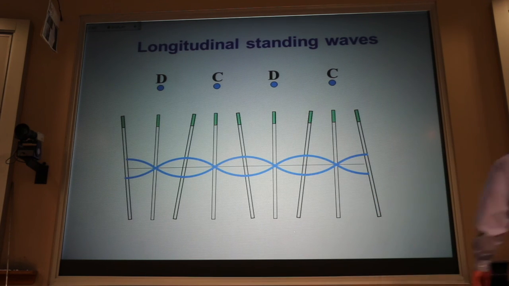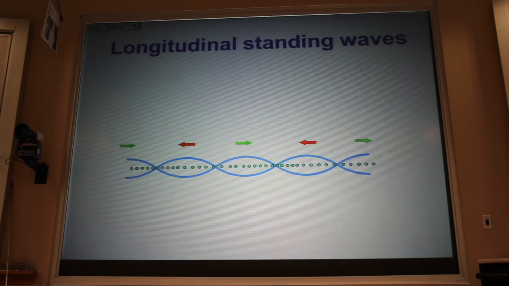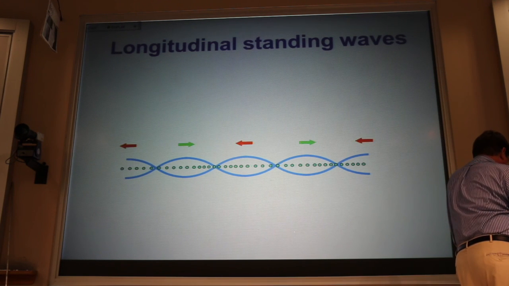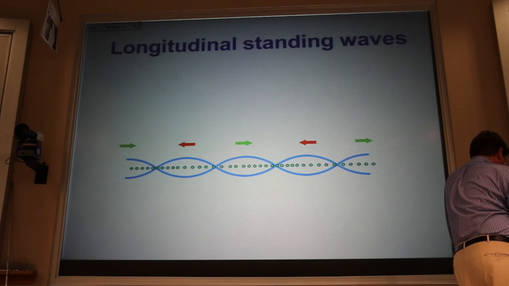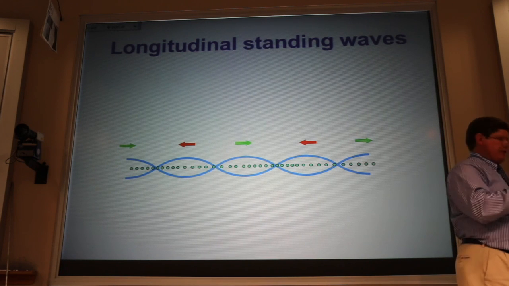Now, what would be a better representation is a bunch of dots, where the dots are, okay? And so this is what the sloshing would look like. And if you look at one particular node, it goes from being crunched to deserted to crunched to deserted.